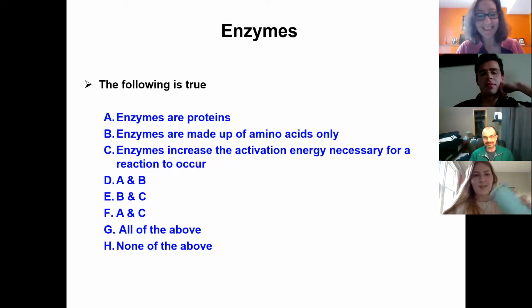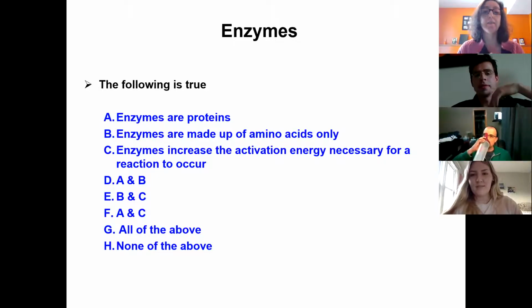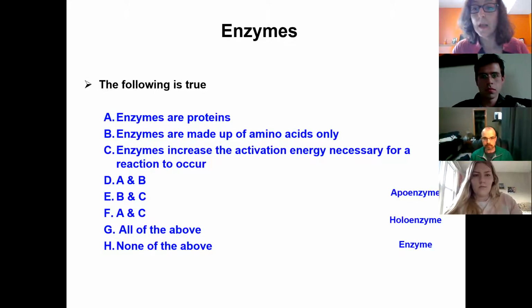Okay, yeah, that's negotiable. All right, so enzymes are not only made of amino acids, so that's incorrect. And enzymes decrease activation energy, hence they speed up the reaction. So B and C are incorrect. Enzymes are proteins. Let's talk about that in a minute.